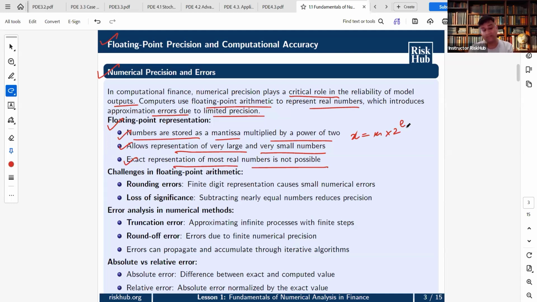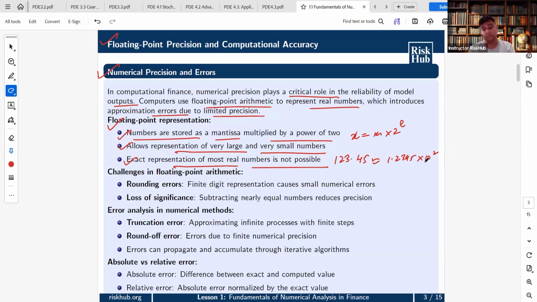m is called the mantissa, the significant, meaningful digits, and 2 raised to the power e is the power of 2 that scales the number. So let's say if my number is 123.45, I'll write 1.2345 times 10 to the power 2, right? Computers use base 2 instead of base 10.